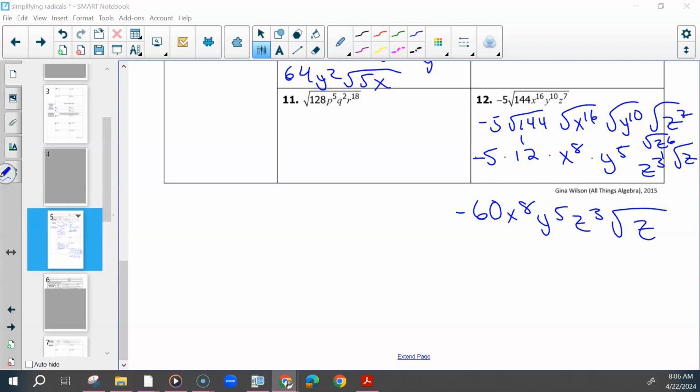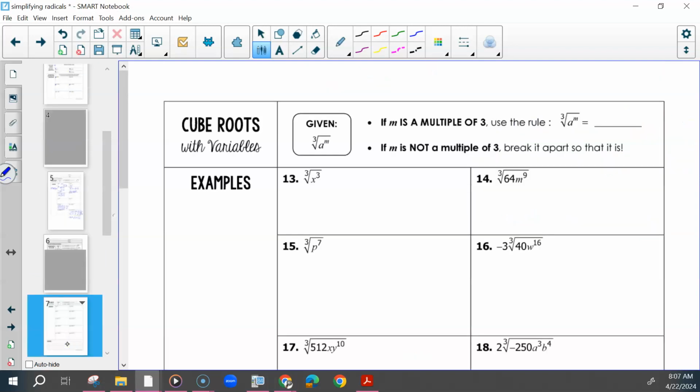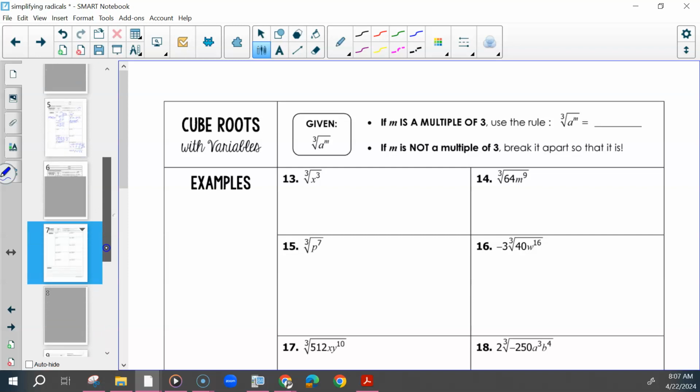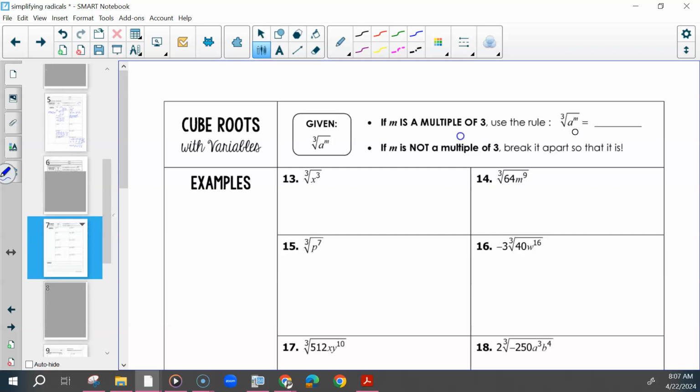And now we're going to do the same thing, but we have to think groups of 3 or perfect cubes. So the rule is kind of the same. If it's a multiple of 3, we can say a to the m divided by 3. And then if it's not, we want to break it apart. That might be 1 left inside, it might be 2. It really depends. So I'm just going to skip 13 and go on to 14.